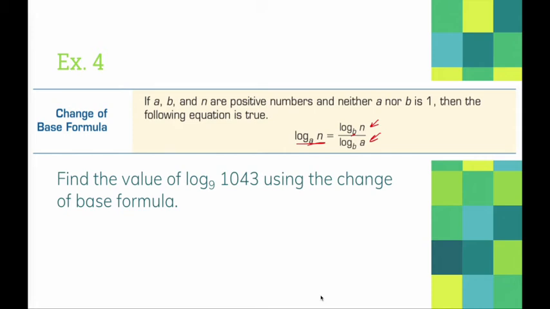So using the change of base formula for log 9 of 1043, we could make this, let's use the log with the base of 10, of 1043 over log 9. And so if we do this, log of 1043 over log of 9, that gives us 3.16 approximately. And if you do in your calculator log base 9 of 1043, you will see that it is the same thing.